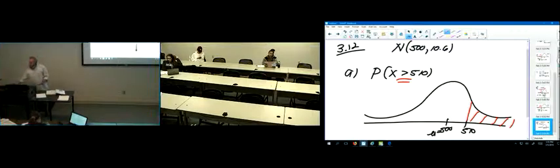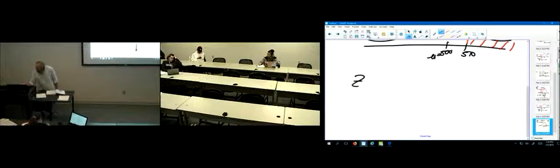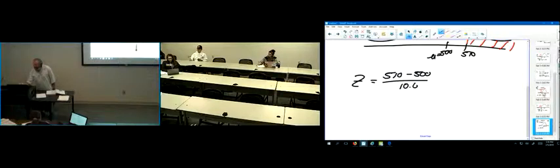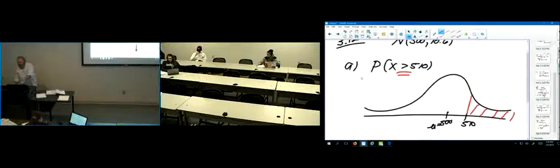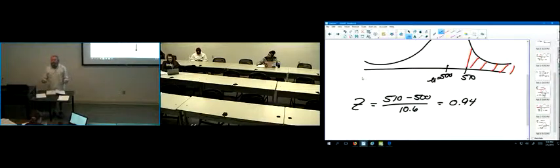It's got to be a z-score, right? You've got to standardize. When I standardize, it's the value of my variable, x, minus your mean, divided by your standard deviation. And everything's sitting here looking at me. 510 is my x. The mean is 500, and the standard deviation is 10.6. This time, my z-score is actually going to end up being positive 0.94. Just to remind you, that means that 510 is 0.94 of a standard deviation greater than the mean, not one full. Positive tells you to the right.